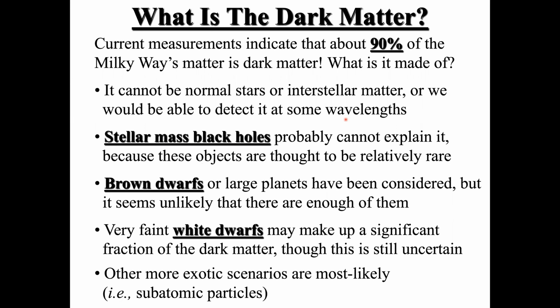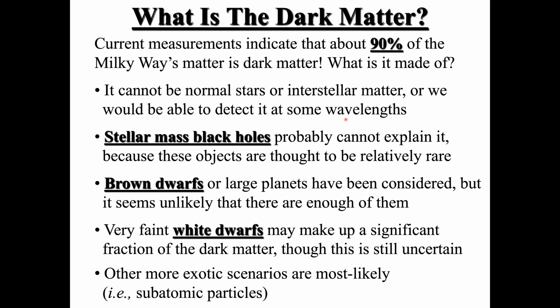Now the question we have is, now we know that galaxies have some kind of dark matter. Astronomers have this big question now: what is dark matter? What we know up to now is that current measurements indicate about 90% of the Milky Way's matter is dark matter, which is interesting, right? Because we thought that we know everything, but it seems like 90% of the matter in the Milky Way is dark matter, which we don't know what it is made of.